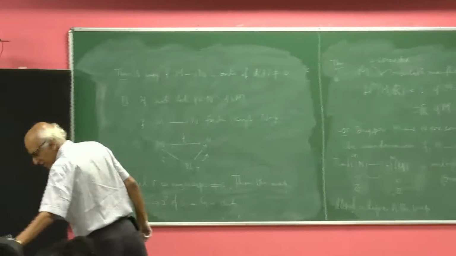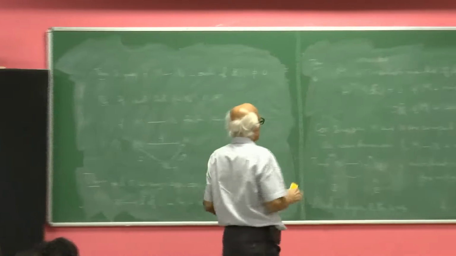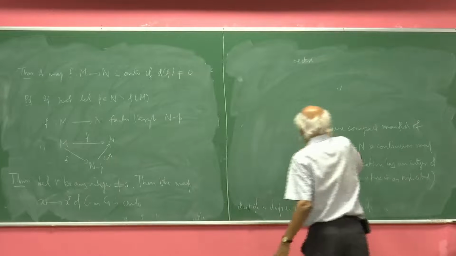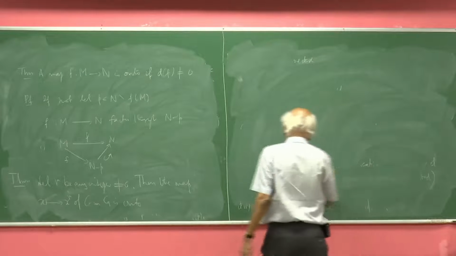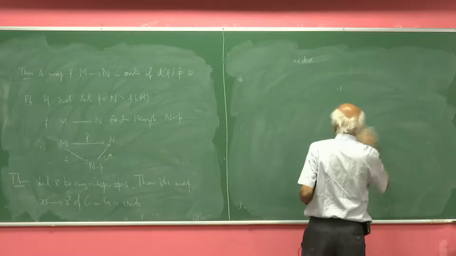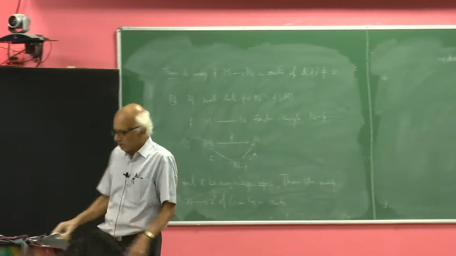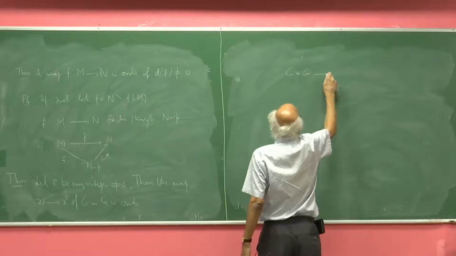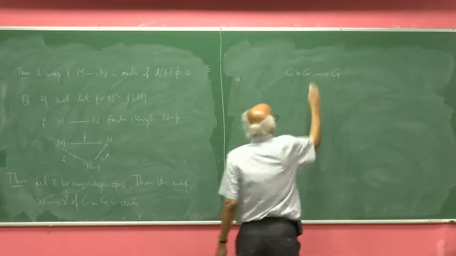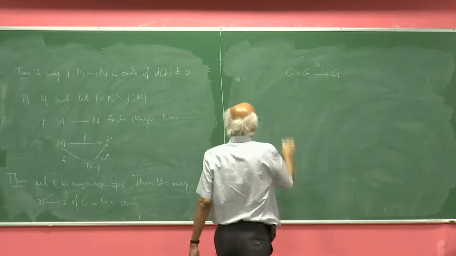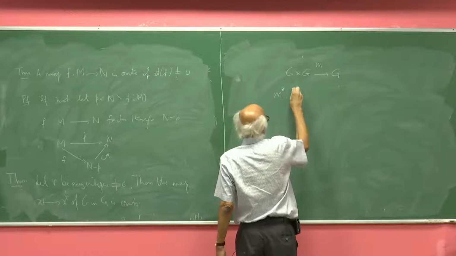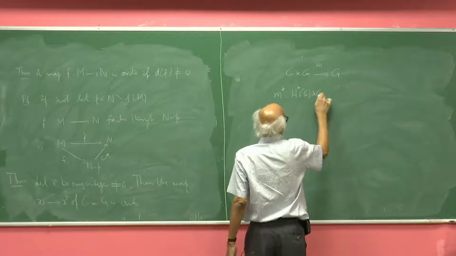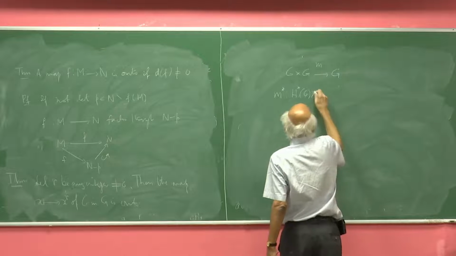Now, it's a beautiful theorem of Hopf which tells you the following. G is a group, so you have the group multiplication in G. So G cross G to G, you have the group multiplication. This induces a mapping in cohomology from G cross G.